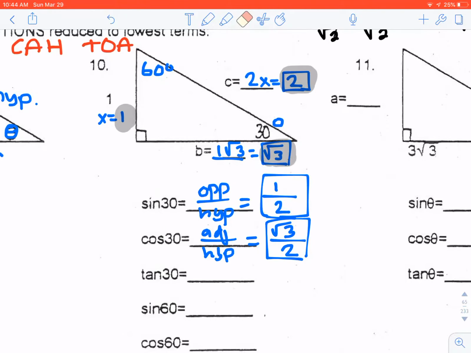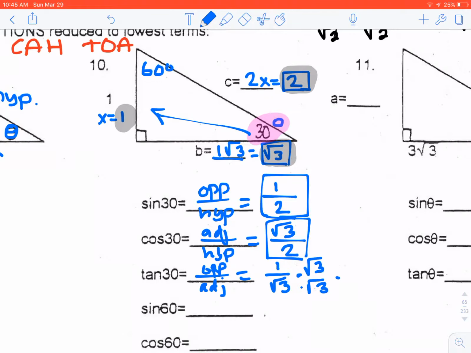All right, tangent of 30 degrees. So again, going from our 30-degree angle, tangent is always opposite over adjacent because it's TOA. The opposite of 30 degrees is 1. The adjacent, which is right next to, is square root 3. Now make sure you don't leave your answer like this. Again, we want to get rid of that square root. So multiply the top and bottom by square root 3. So you have square root 3 over 3 is your tangent of 30 degrees.